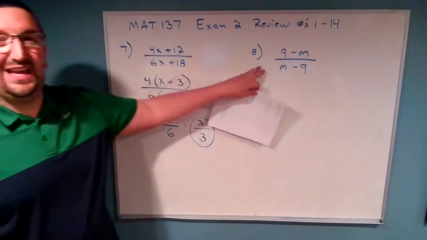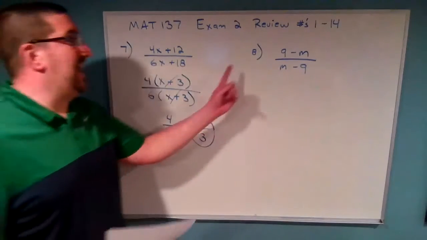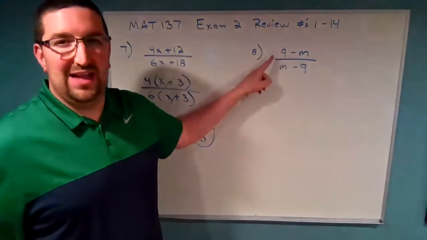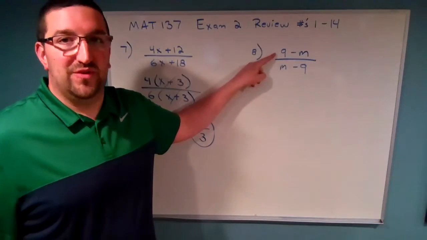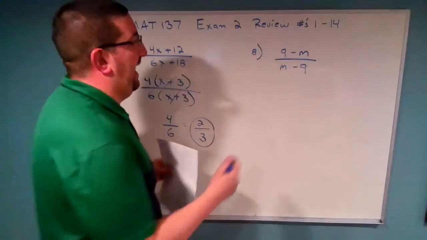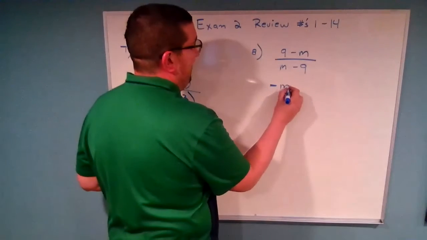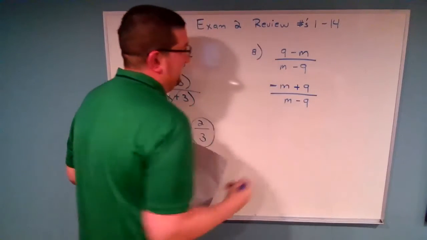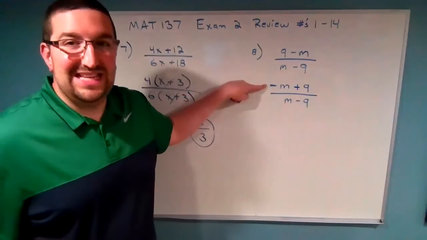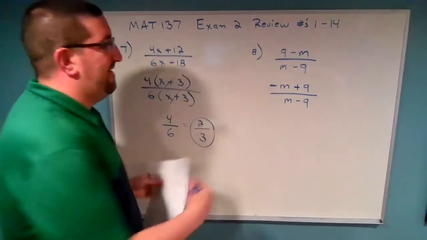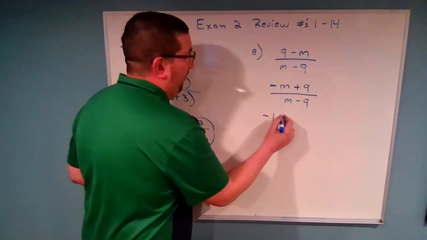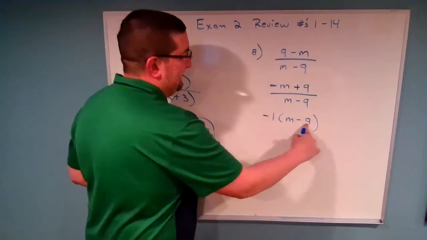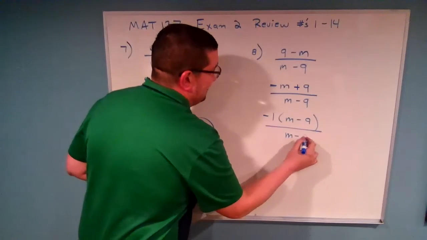Okay. Number 8 is one of the more challenging problems. We have 9 minus m over m minus 9. What sticks out in my mind is that this is reverse. 9 minus m, I want to rewrite that as negative m plus 9 over m minus 9. Whenever you have a leading coefficient that is negative, factor out that negative 1. So that's going to leave us with negative 1 times m minus 9 over m minus 9.